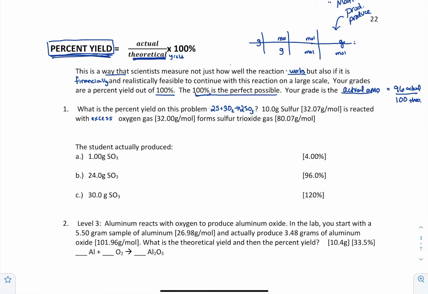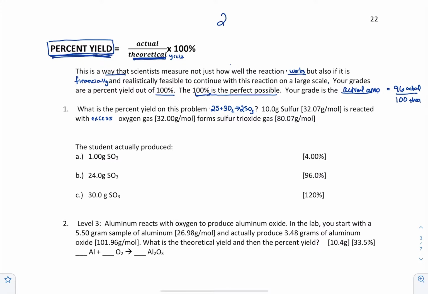Here's an example problem, and I'll show you how I write them so that I can keep track of where the information is. Now, I am going to have to make another factor label in just a second, but I'm going to put my reaction up here at the top so we've got a little bit of space underneath it. So what's the percent yield on this problem?